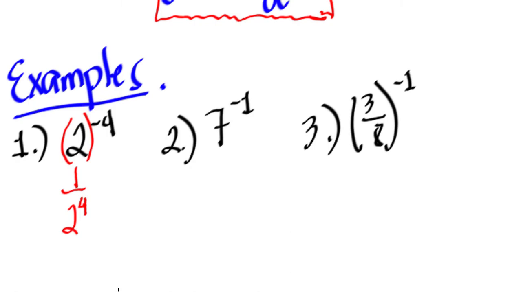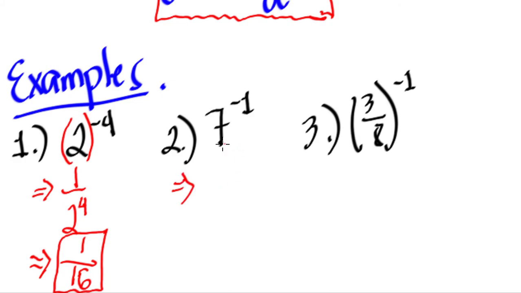Maybe we can simplify this. What is 2 raised to 4? This is equal to 2 times 2 times 2 times 2. 2 times 2 is 4, 4 times 2 is 8, 8 times 2 is 16. So this is equal to 1 over 16, and this is our answer. How about number 2? 7 raised to minus 1. The reciprocal of 7 is just 1 over 7. We may put the 1 here, or actually we may just erase the 1. It's still the same. So the answer is 1 over 7.